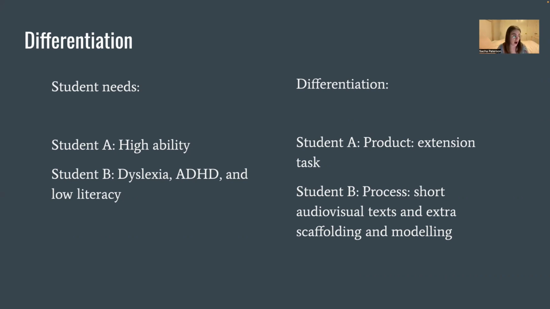For student B, who has dyslexia, ADHD, and low literacy due to an undisclosed disorder, it was crucial for me to offer them extra support. So I differentiated at the process level by providing them with a short video from the National Library of Australia on women's suffrage, just to provide them with some background information needed to tackle this task. This was viewed at the same time that the peers were also engaging in their own small group or independent learning and research.